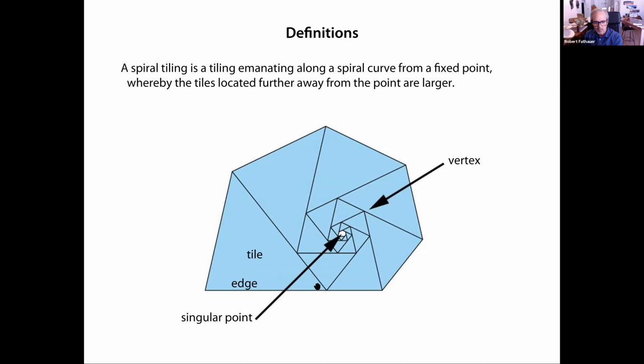A straight line segment of one of those is an edge of the tile. This is a corner of the tile. Where 3 tiles or more meet, it's called a vertex. And all these diagrams should be understood to be infinite tilings. So it continues ad infinitum, both outward and inward. And there is a point in the center it approaches called the singular point, where the tiles get infinitesimally small.